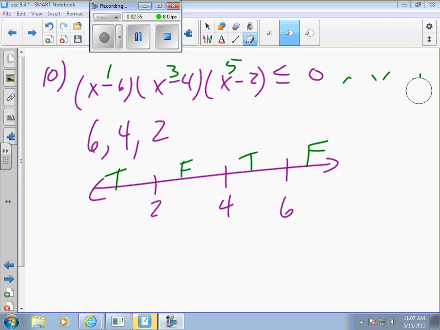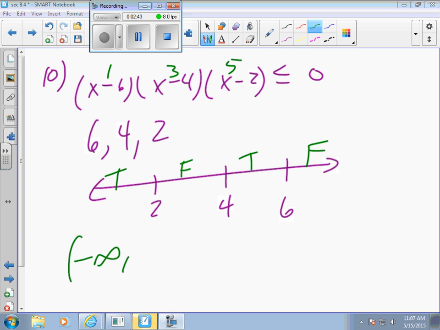Okay? So in this one, because we have a true and an arrow going to negative infinity, we're going to use a bracket here because of the equal sign there. Union 4 to 6 bracket. Anytime there's an equal sign, we have to use brackets.